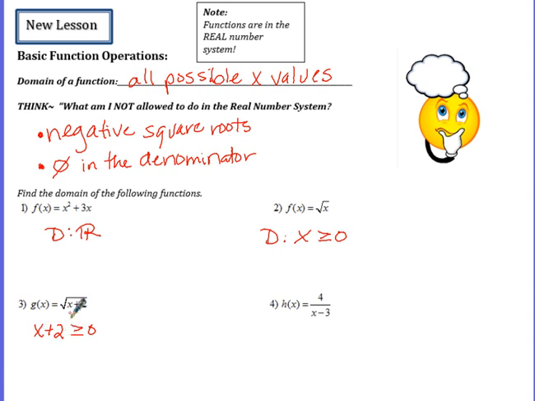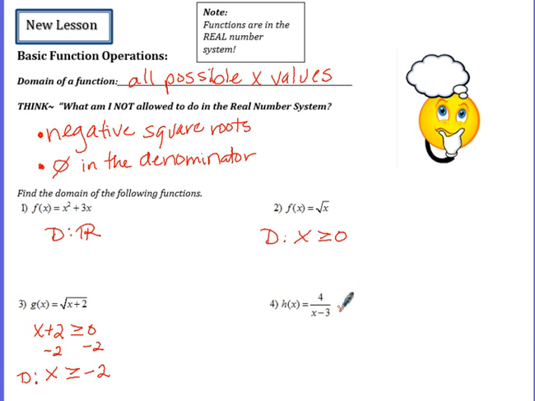So x plus 2 in here needs to be positive. When does that happen? Let's subtract 2 from both sides. That happens when x is greater than or equal to negative 2. So that's our domain: x is greater than or equal to negative 2. Anything less than negative 2, I will be causing a negative number in here, and I'm not allowed to do that. That'll cause an imaginary.